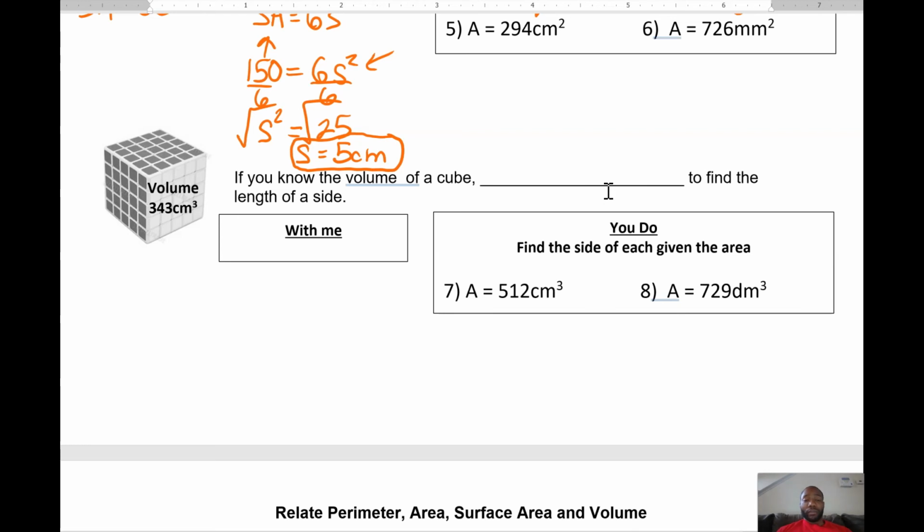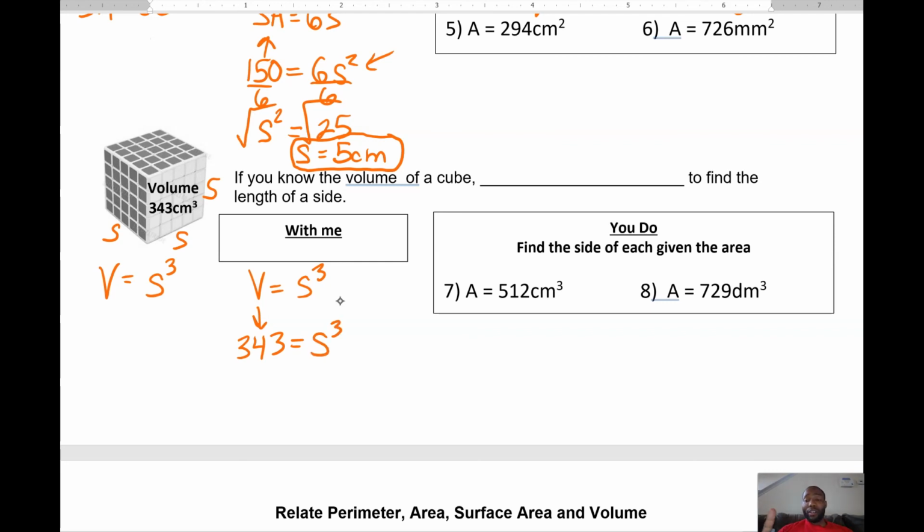We missed you. All right, it says if you know the volume of a cube, do something to find the length of the side. So the volume of a cube says that this side times this side times this side gives us the volume of the cube. So the volume of a cube is s cubed. So to find the side of the cube, we need to do something. If I know that the volume of a cube is s cubed, and they tell me the volume is 343, how can I find the side?